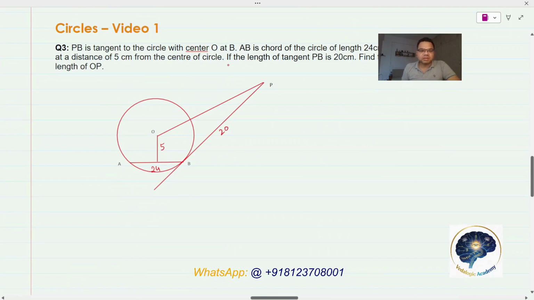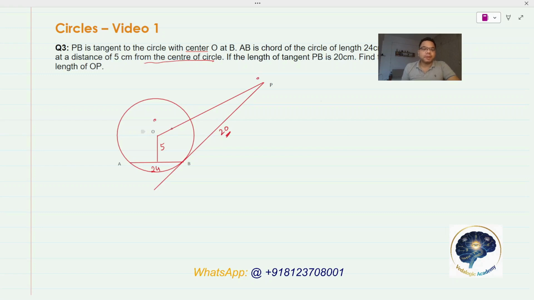PB is a tangent to the circle with center O at B. So this is B and we have a tangent here, BP, and the center of the circle is O. Now AB is a chord of the circle of length 24 centimeters, at a distance of 5 centimeters from the center of the circle. And if the length of the tangent is 20 centimeters, find the length of OB. So from here to here we have to find out, right?